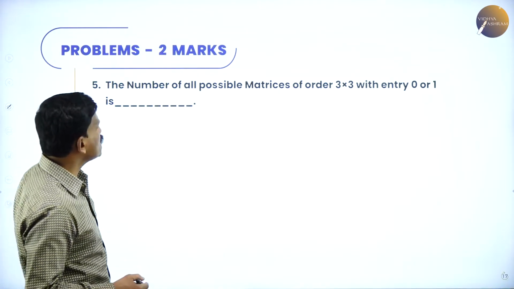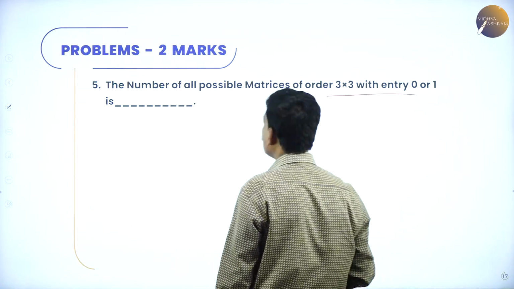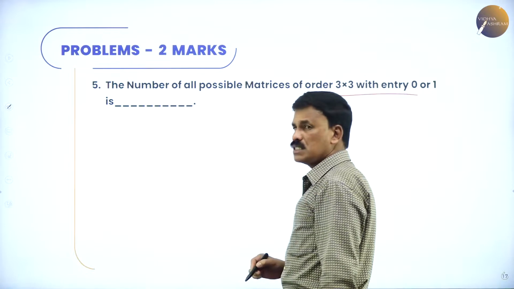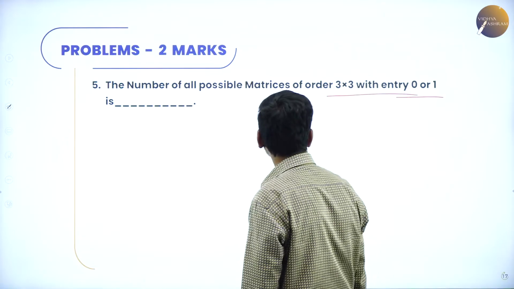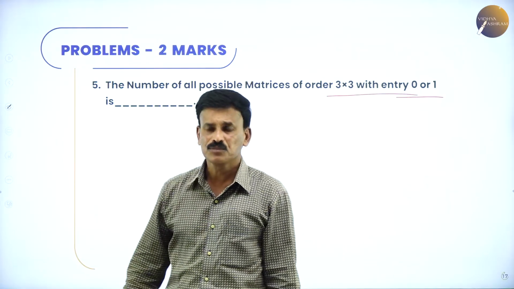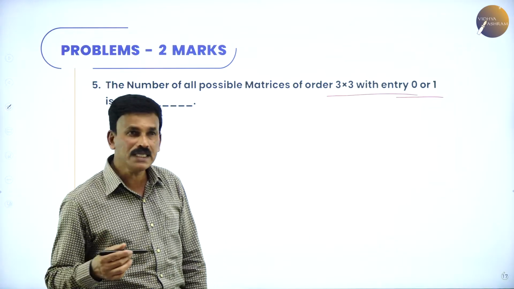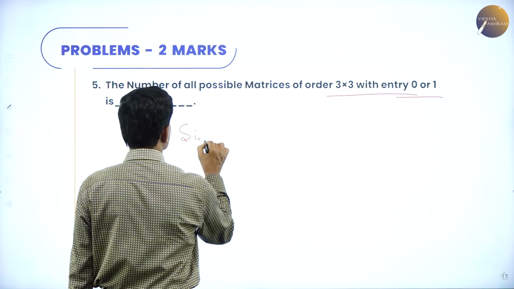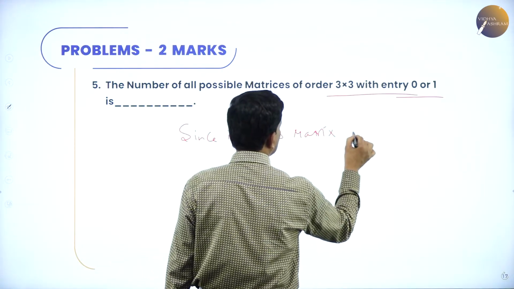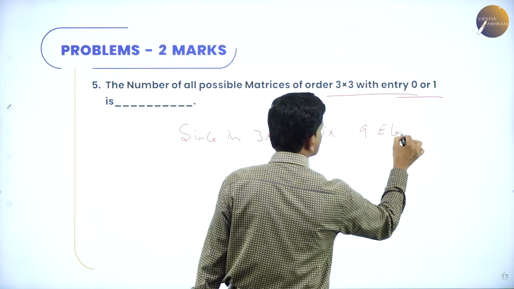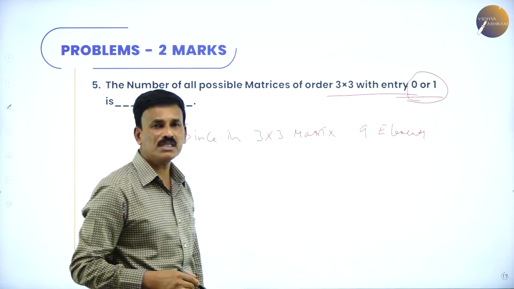The number of possible matrices of order 3 cross 3 with entry 0 or 1 is, see here there are two entries. The number of possible matrices of order 3 cross 3. Okay. So, here given 3 cross 3. So, in a 3 cross 3 matrix there are 9 elements. Since in a 3 cross 3 matrix, how many elements are there? 9 elements. Okay. And what are the elements given? 0 and 1. There are 2 elements they have given.